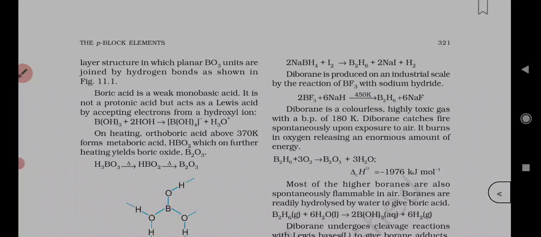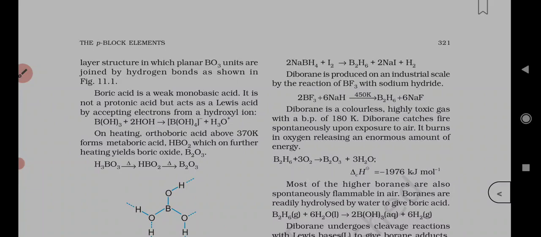On heating orthoboric acid above 370 Kelvin, it forms metaboric acid by losing a water molecule. So H3BO3 loses one water molecule, H2O, and forms HBO2. On further heating it yields boric oxide. B2O3 is called boric oxide. It has lost all its water and formed B2O3. The dotted line in the boric acid structure represents hydrogen bonds. It has a layer structure in which planar BO3 units are joined by hydrogen bonds.